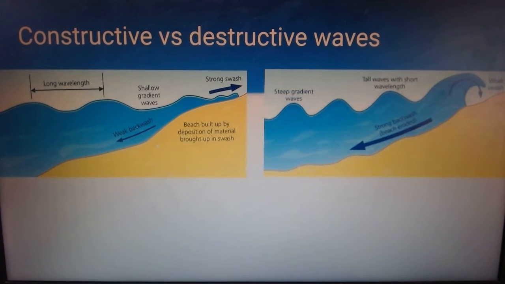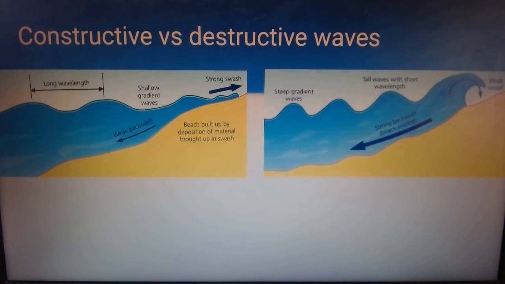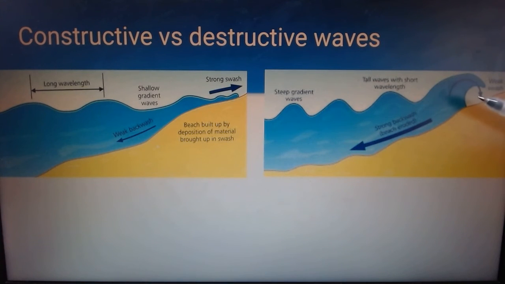What we're going to start with then is our constructive and destructive waves. This can be a little subheading in your notes, please. Constructive versus destructive waves. Now, I'm sure any of you who've been to the beaches around Nassau know that some days you go down and it's nice and calm, so we probably have some constructive waves. Some days you go down and we have these huge destructive waves.